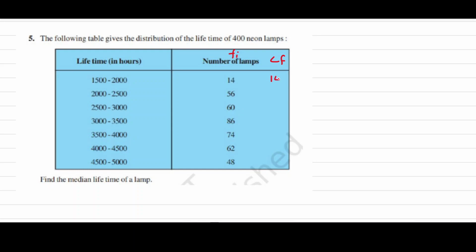Here 14, then for 56 we will add, then we will get 70. If we add this we will get 130. Now if we add it, we will get 216. Now this will be 290. Now this will be 352, and now this will be 400 if we add. Clear? Now for n by 2, 400 by 2, that means 200.